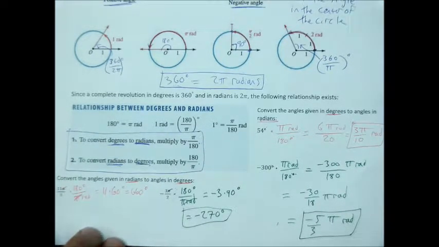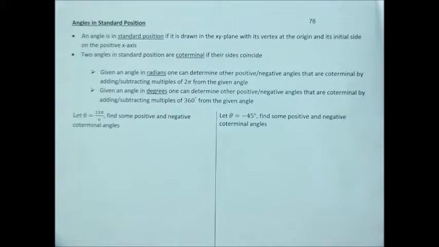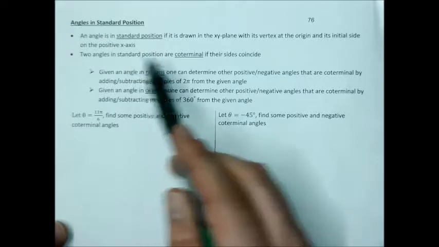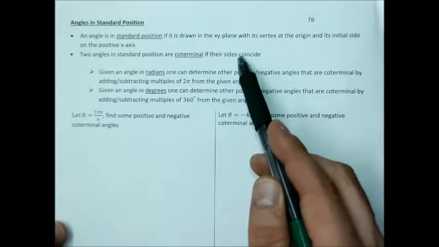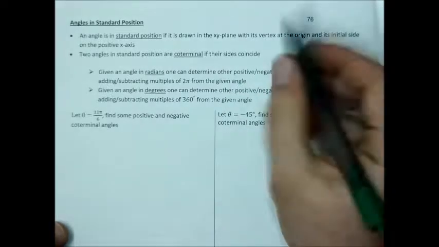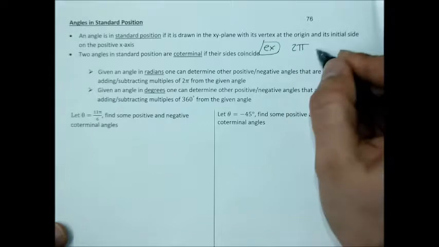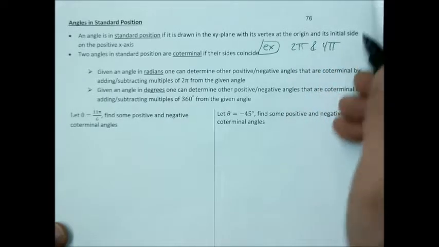The other thing we're going to look at today, the last thing we'll look at, is the second page, which is learning the word coterminal and how we find coterminal sides. We say that two angles in standard position are coterminal if their sides coincide. In other words, for example, 2 pi and 4 pi are coterminal.